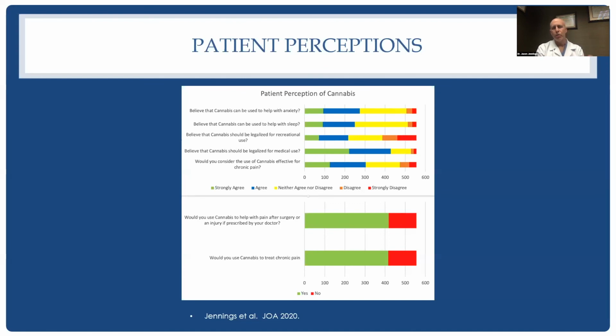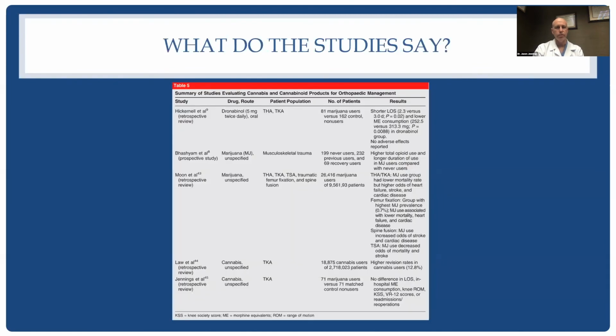Essentially, green, blue, and yellow are people that are willing to at least consider it. And you can see most of this is biased towards being able to consider. And many people think that it should be legalized for medicinal use as well as recreational use. So what do the studies say?